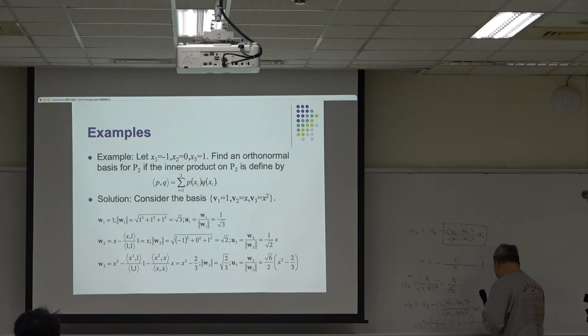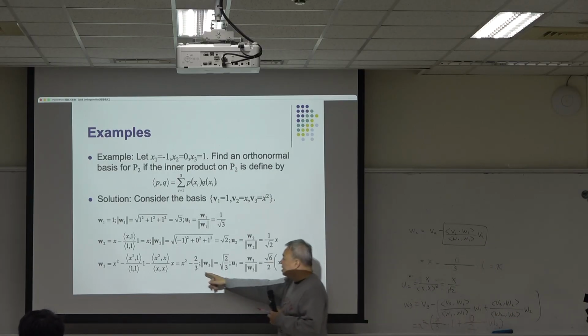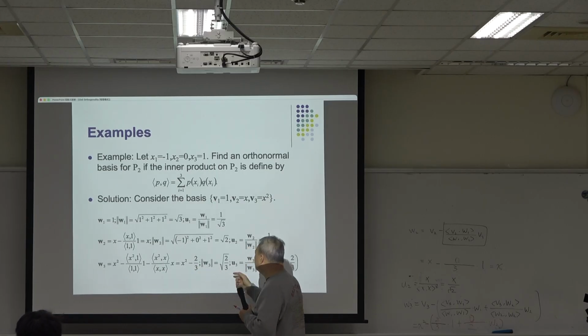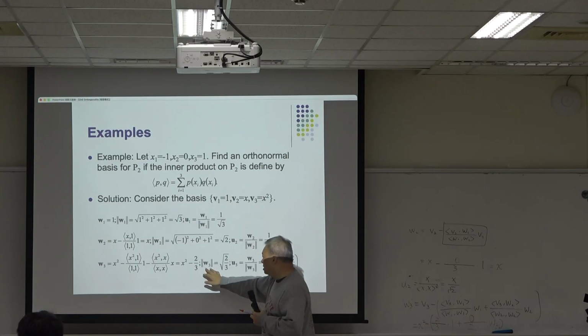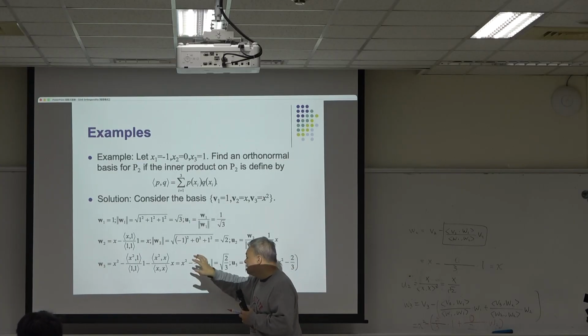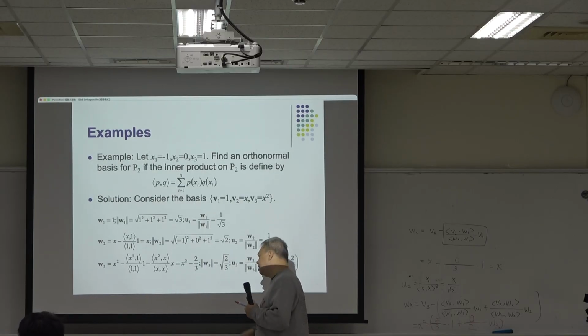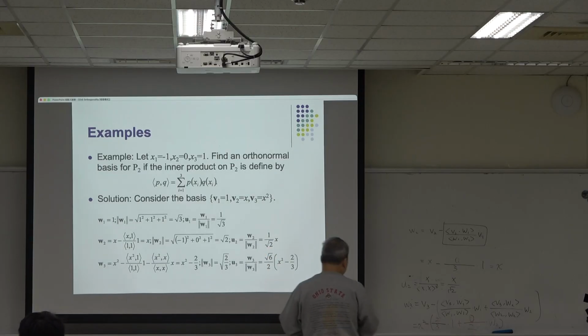Times W2. Okay, so the result is going to be, well, this one is gone. So it's x squared minus 2 over 3. Okay, x squared minus 2 over 3. And then the node W3 is going to be this one, inner product this one, and square root.